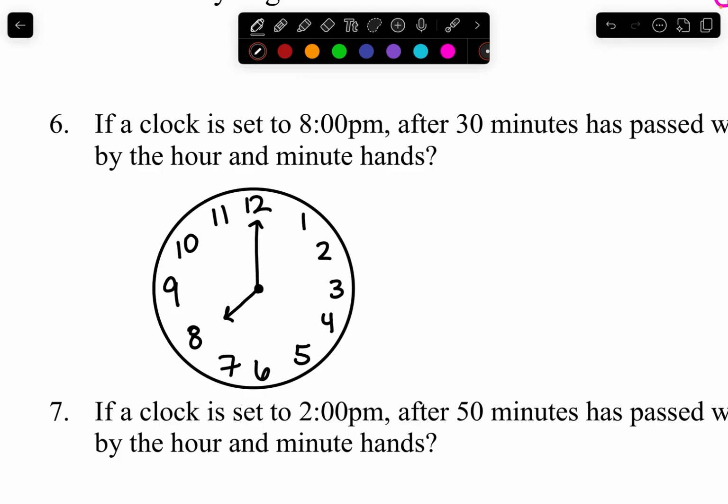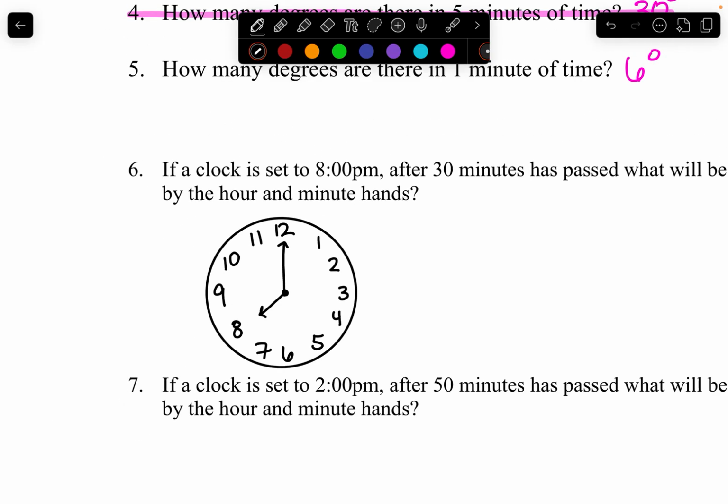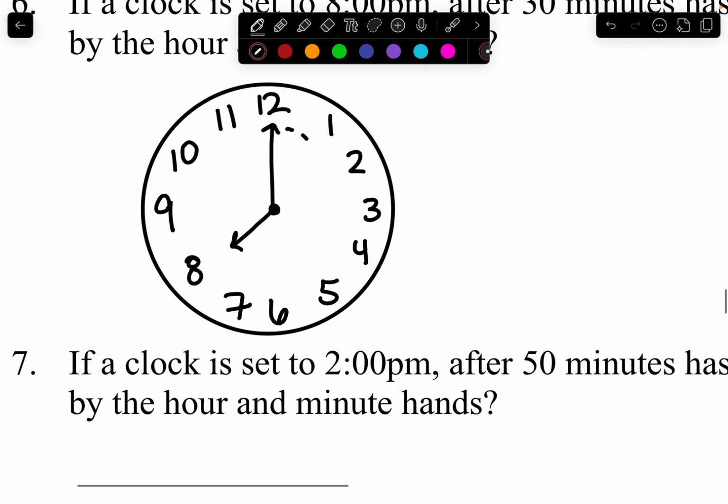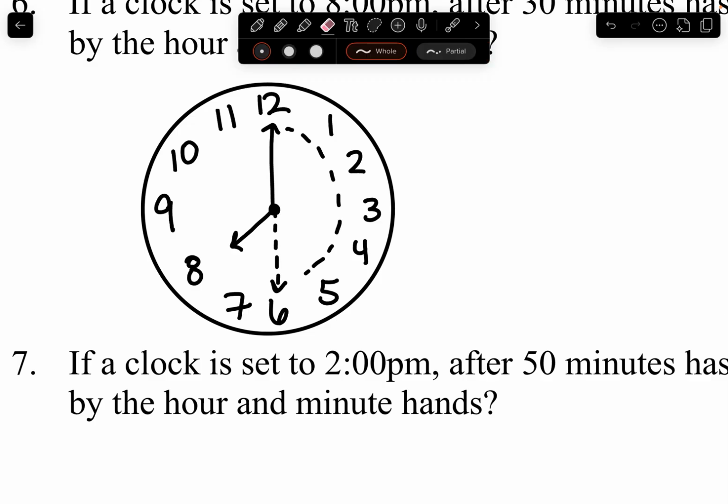Okay? It says after 30 minutes has passed, what will be the measure of the major arc formed by the hour and minute hands? Well, we already know that in 30 minutes time, that minute hand has moved down to 6, right? What you might not know, maybe you do, is that the hour hand will also move. The hour hand does not go from 8 and then just jump all the way to 9 after an hour, okay? After 30 minutes of time, the hour hand has moved halfway between 8 and 9.